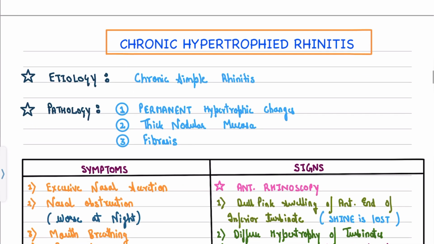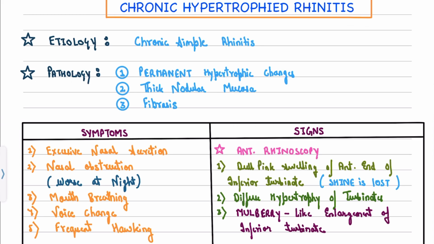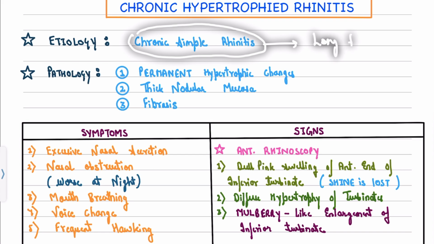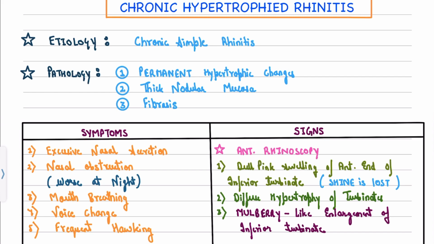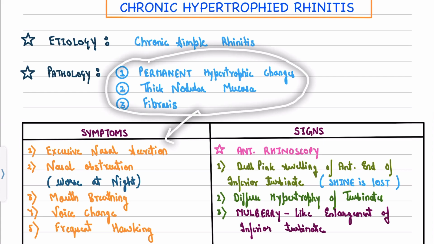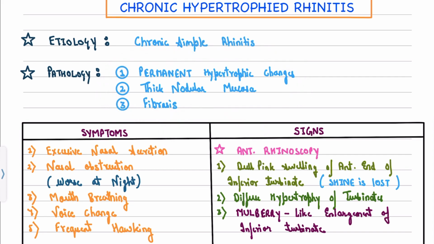Now let's move towards chronic hypertrophic rhinitis. Chronic hypertrophic rhinitis is nothing but chronic simple rhinitis for a very long time. So chronic simple rhinitis converts into chronic hypertrophic rhinitis after a very long time. So what is the pathology of chronic hypertrophic rhinitis? See, pathologies of all rhinitis are very, very important, because the pathology becomes the deciding factor for signs and symptoms. All right.